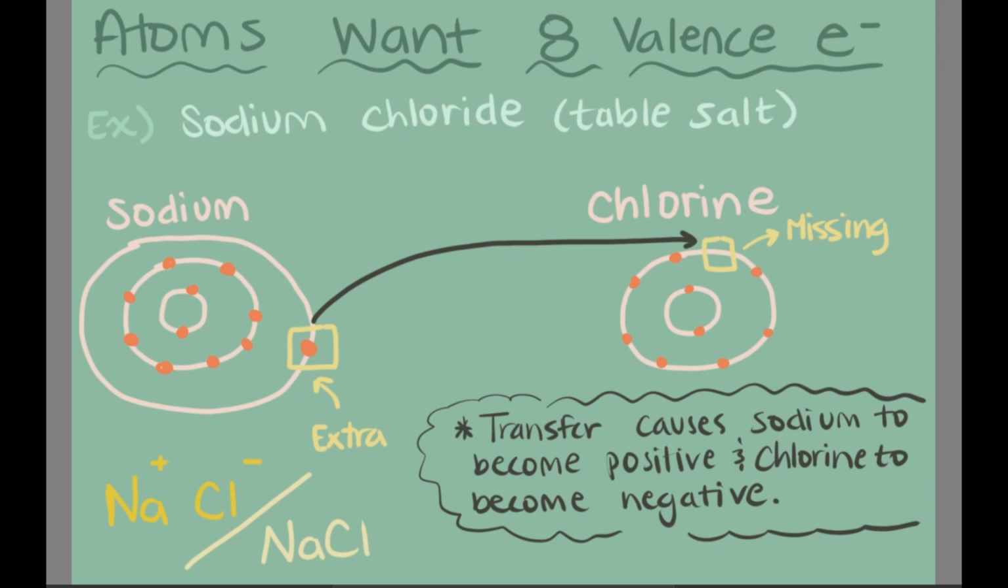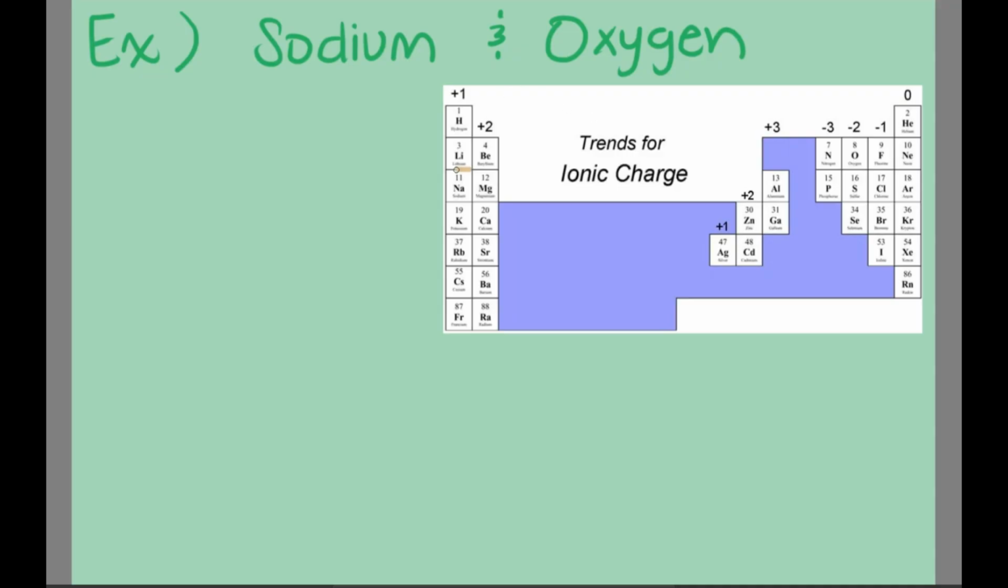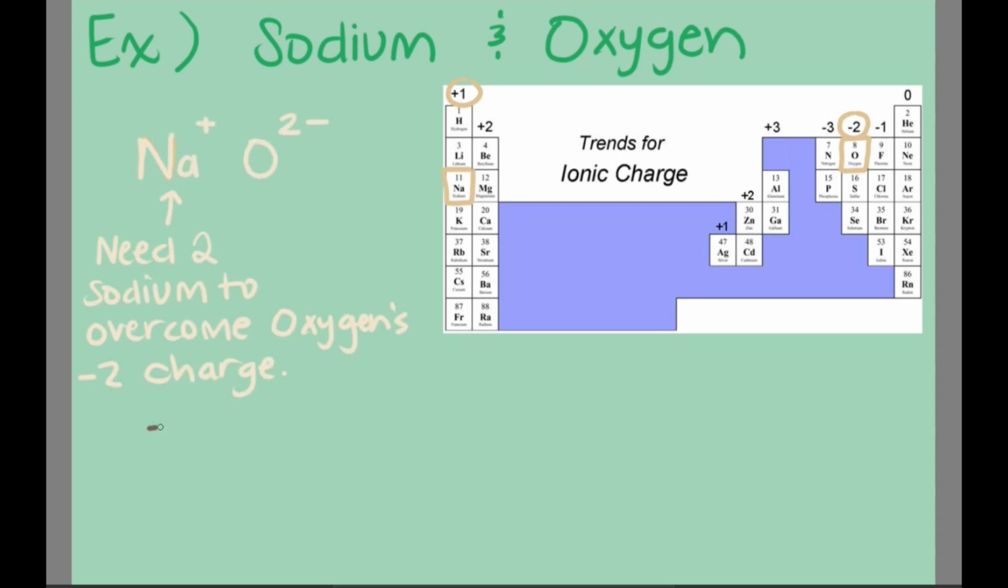Let's look at some examples. Our first example is sodium and oxygen. If we look at an ionic trends table, we can see that sodium has a +1 charge and oxygen has a -2 charge. When combining these elements, we would need 2 sodium atoms to overcome the -2 charge from the oxygen. When we're writing the chemical formula, we will put Na subscript 2 O.